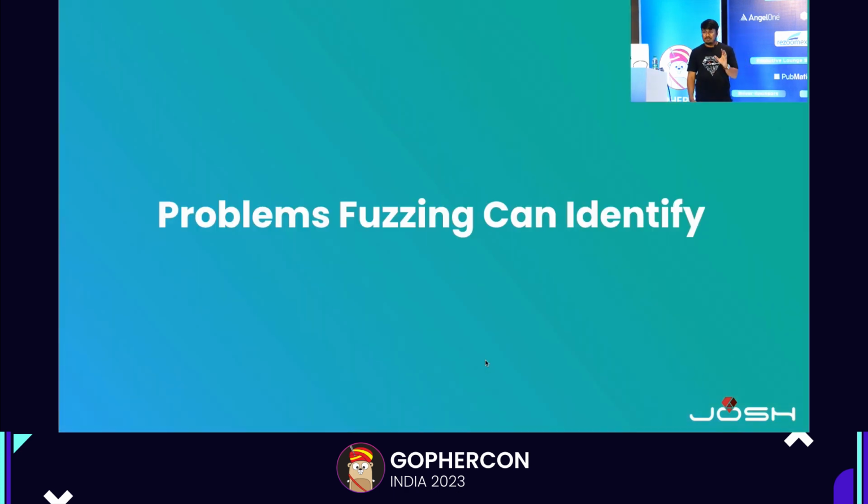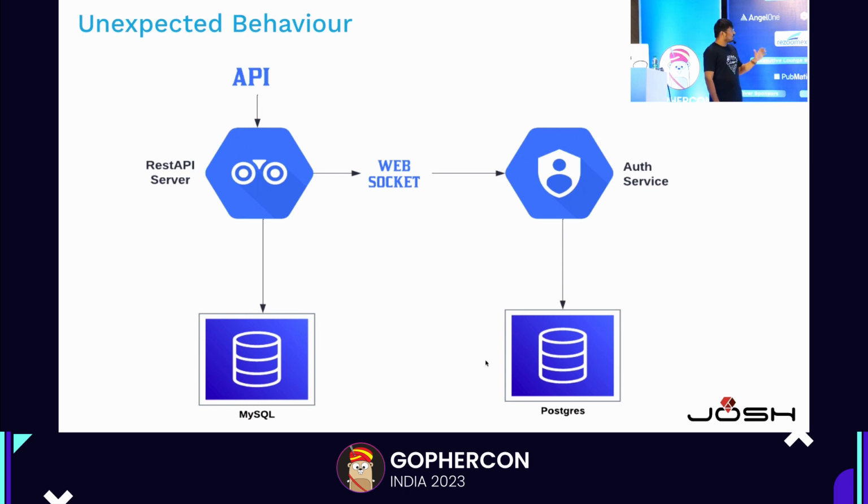So, there are some general problems fuzzing can identify. I generally classify them in two parts. One is unexpected behaviors. Let me tell you about a problem I faced while working on a security domain project last year. We had a tech stack with a REST API server and one auth server. The REST API server stores data in MySQL, and the auth service stores data in Postgres. For some reason, we had these different databases.